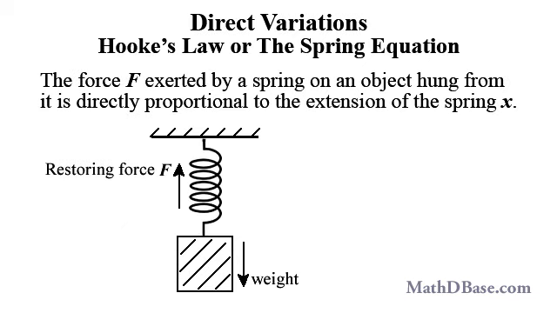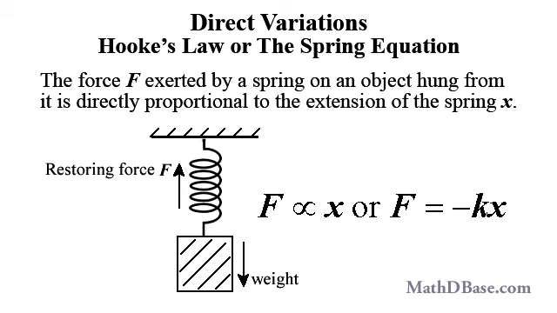Hooke's law in physics, also known as the spring equation, states that the force F exerted by a spring on an object hung from it is directly proportional to the extension of the spring, x, that is, how much it is stretched, and can be written as F varies as x. Its corresponding equation is F equals negative kx, where the constant of variation k is called the spring constant. The negative sign is there because the force wants to restore the spring to its unstretched or uncompressed position.